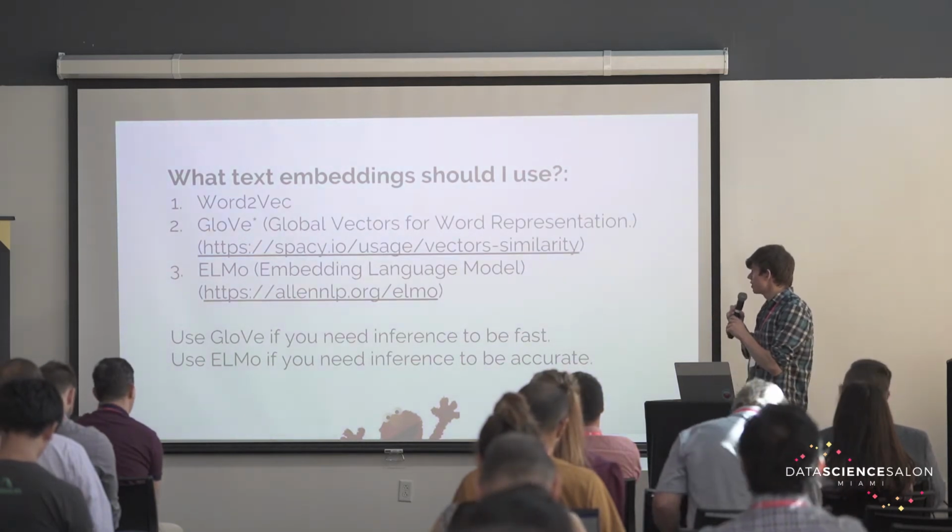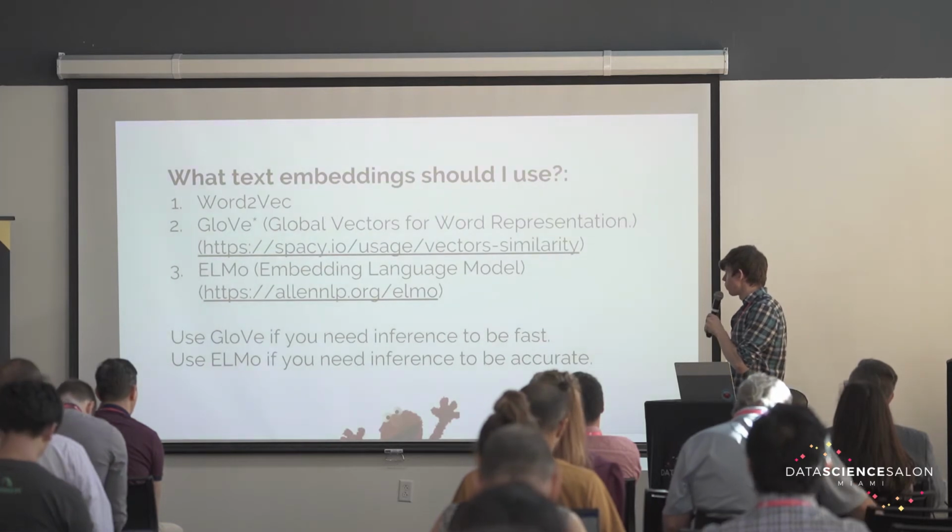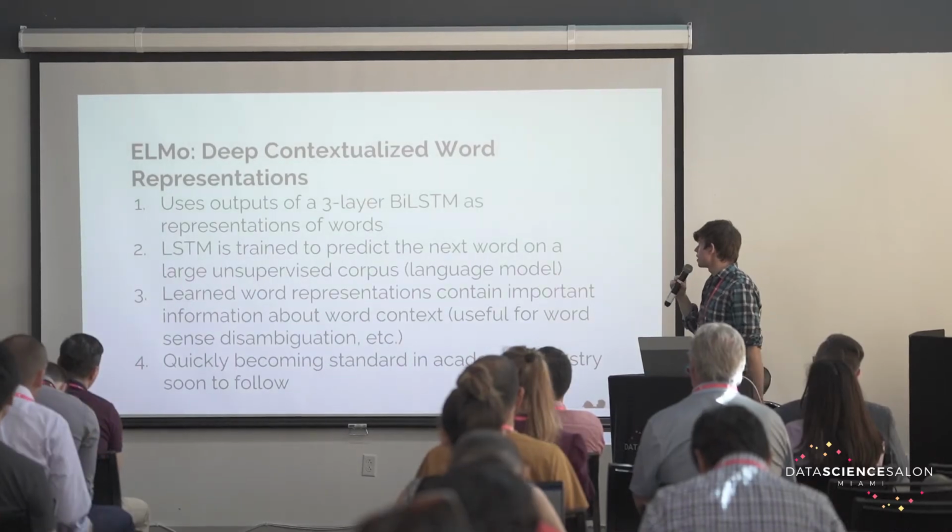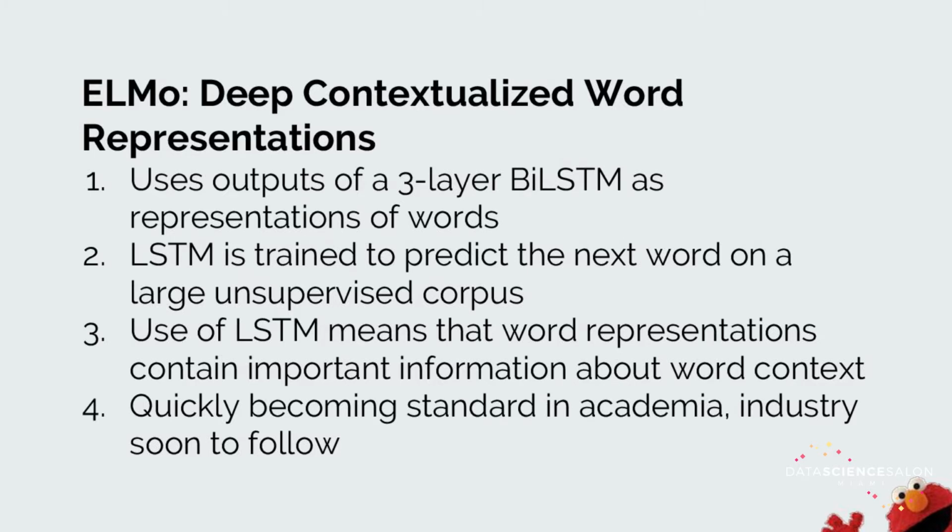So let's actually dig into ELMo and talk a little bit more about what is going on behind the scenes. ELMo is from a paper called Deep Contextualized Word Representations. It uses the outputs of a 3-layer bidirectional LSTM as representations of words. And this LSTM is trained to predict the next word on a large unsupervised corpus. This is a language modeling task. And then these learned word representations tend to contain important information about word context.